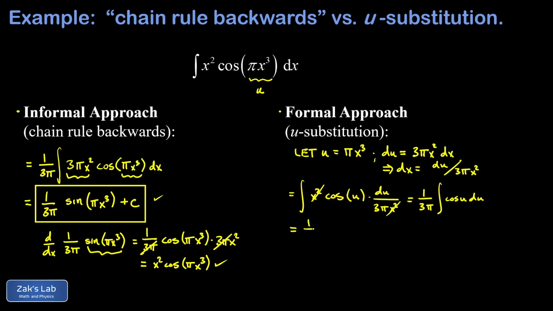So I have 1 over 3 pi sine of u plus c. And you're not done until you express this antiderivative in terms of x. So I have to go back and replace u with pi x cubed. And I get 1 over 3 pi sine pi x cubed plus an arbitrary constant c.